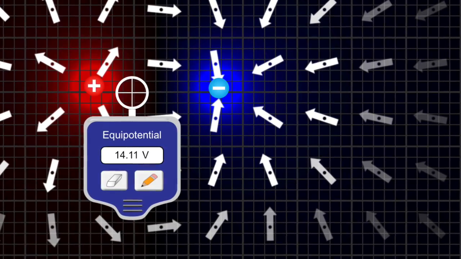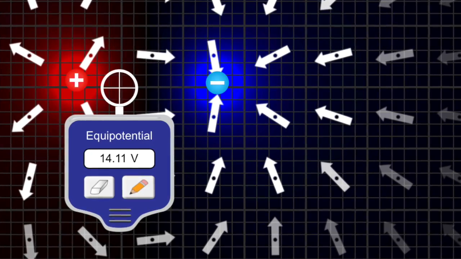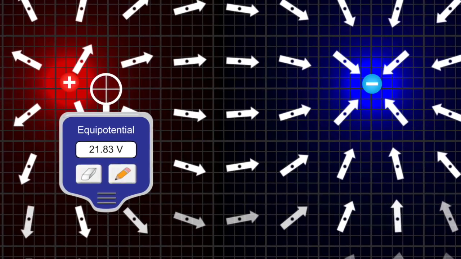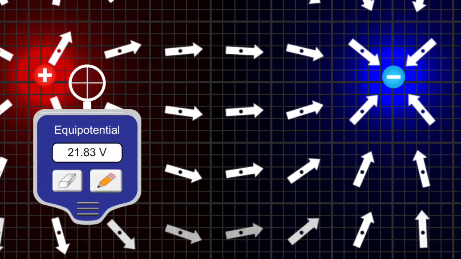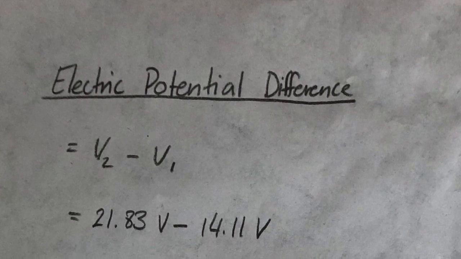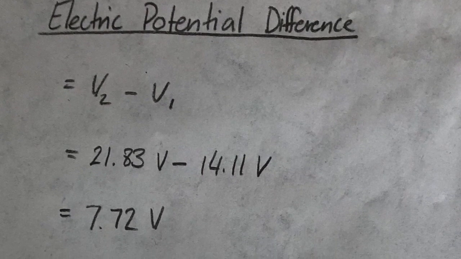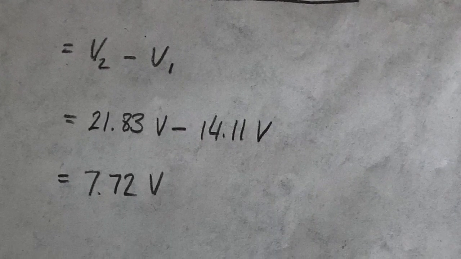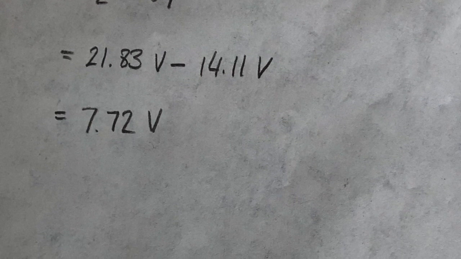As you can tell from this demonstration, when the electron is moved closer to the proton, the electric potential energy is lower, while when the electron is moved farther from the proton, the electric potential energy is higher. The electric potential difference between these two points can be found by taking the voltage of the second electric potential and subtracting the voltage of the first electric potential to find a final value of 7.72 volts.